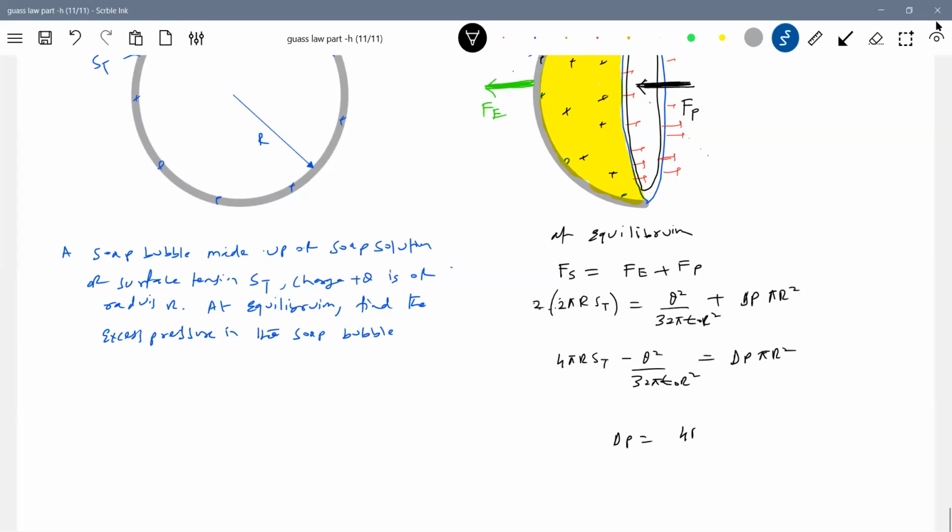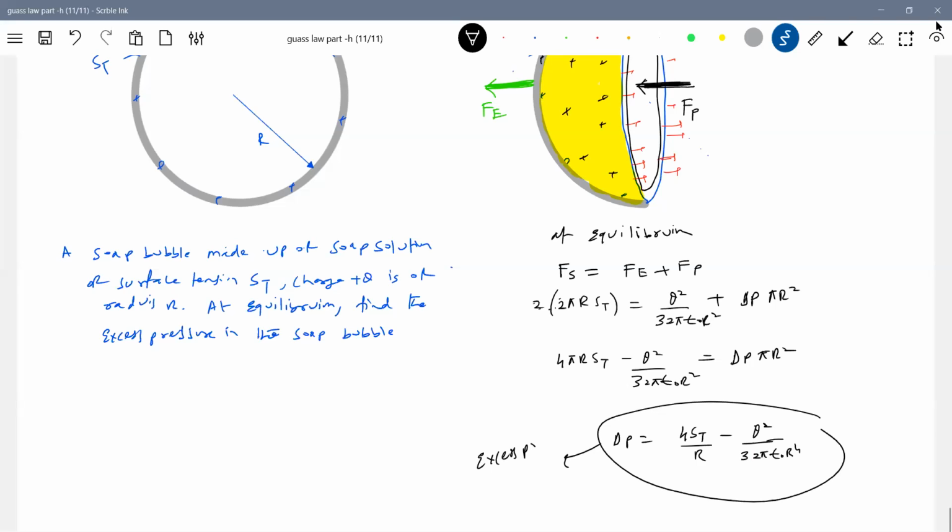So delta P equals 4 St by R minus Q square by 32 pi square epsilon naught R to the power 4. So 32 pi square, pi square is missing. Yeah, check it now.